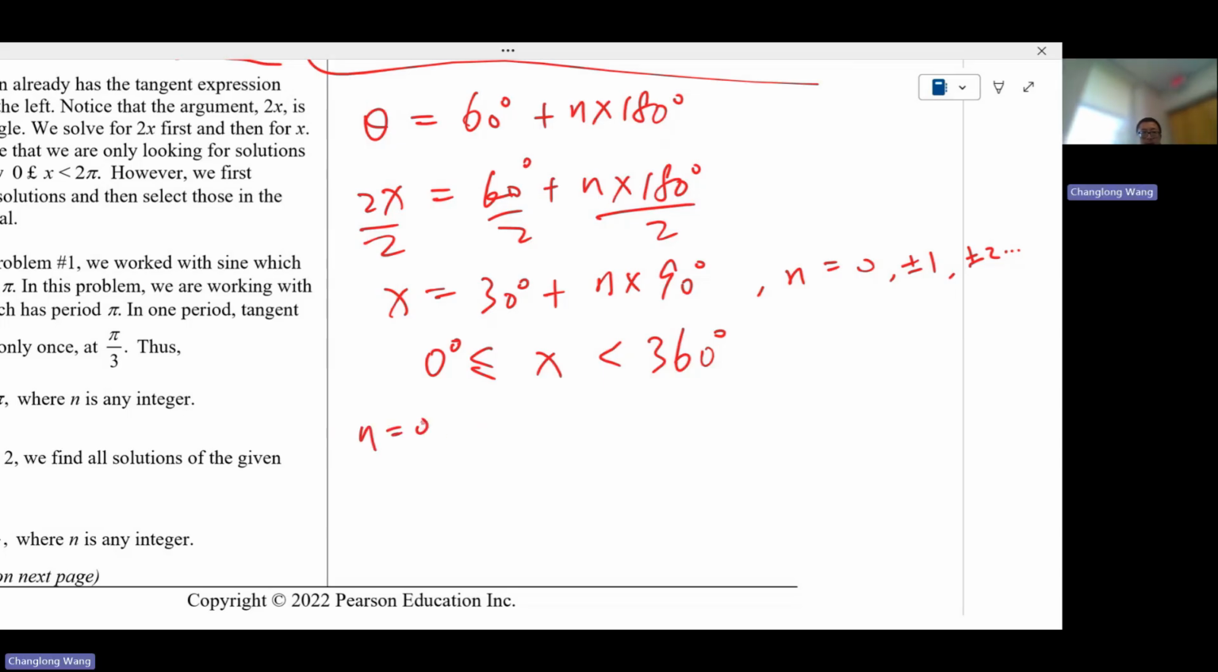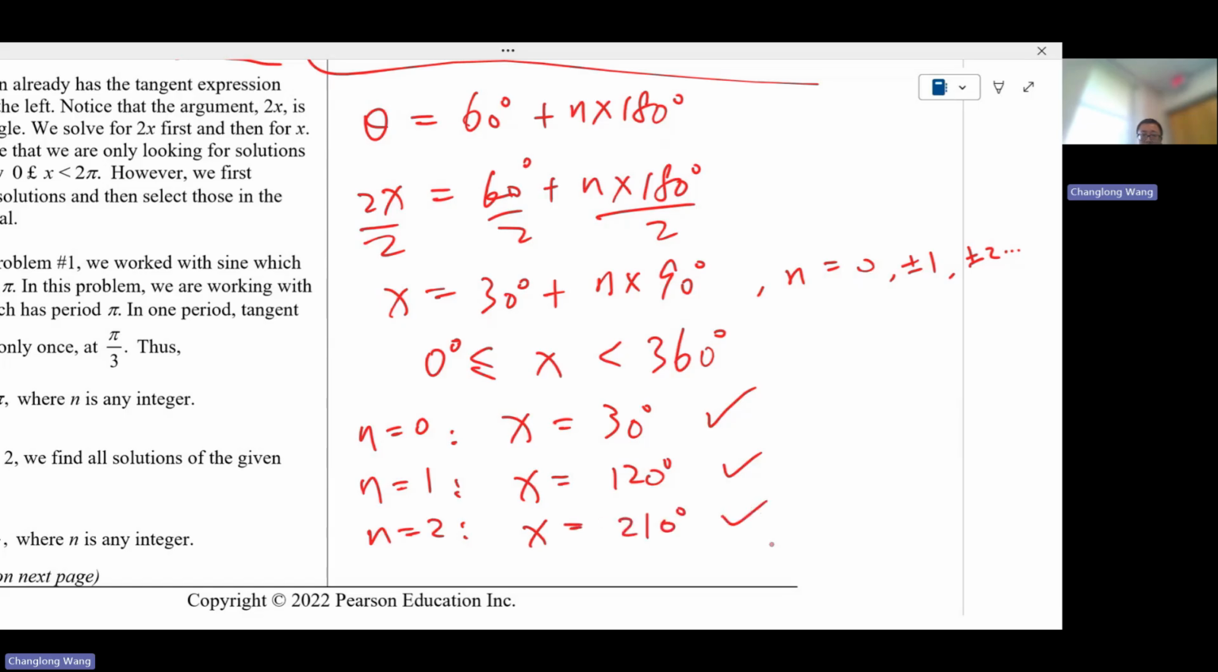Can I go with n equals 0? Say n equals 0, right? How much is x? 30 plus 0 times 90, which is still 30 degrees, right? Is that in the range of 0 to 360? Yes, right? Keep that. Say n equals 1, you're getting 30 plus 90, so 120, right? That's still in range, right? Check. N equals 2, so that's 210, right? So x is 210. That's still in range, right?